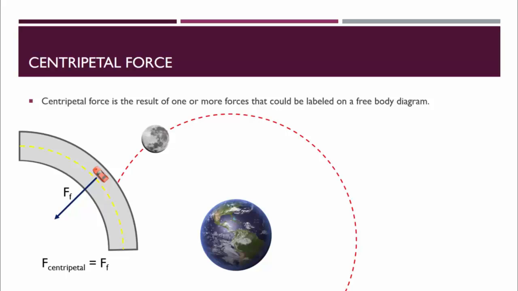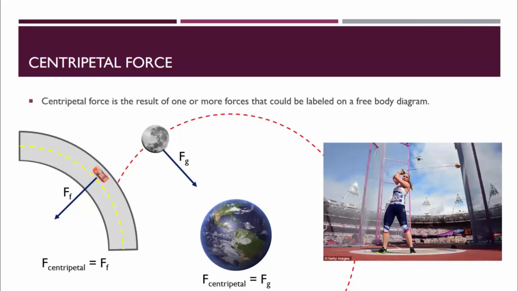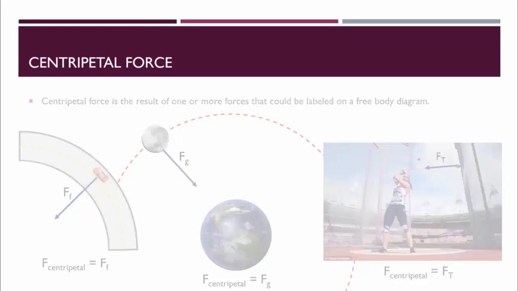For the moon in orbit around the Earth, the force that keeps the moon traveling in a circle is the force of gravity. In this case, we would say that the centripetal force equals the gravitational force. In this final example, an athlete participates in a hammer throw. The force that keeps the mass traveling in a circle is the tension force in the rope. In this case, we would say that the centripetal force equals the force of tension.